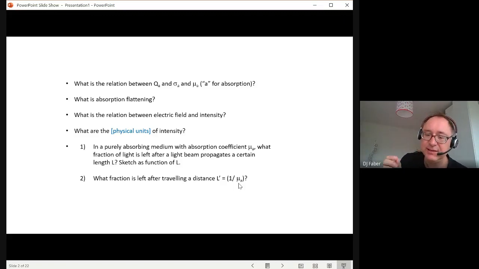What we'll see later, and that is the reason for asking this question, is that this length also has a name. It is called the mean free path length. As we will see, this is the mean length that photons travel before they get absorbed. And we'll also see later on that you can do the same thing for scattering. So one over the scattering coefficient is going to be the mean length that photons travel before they get scattered.